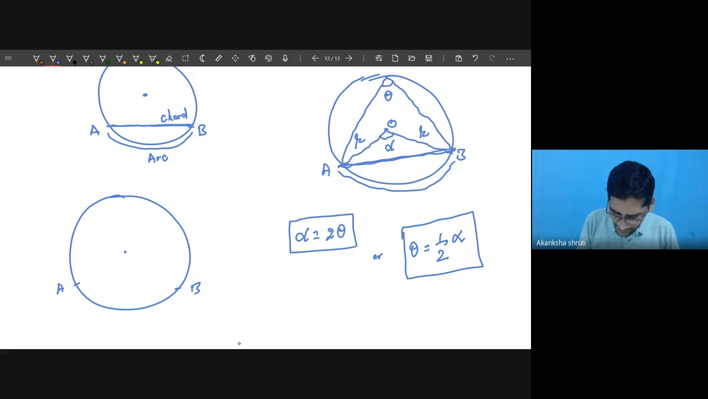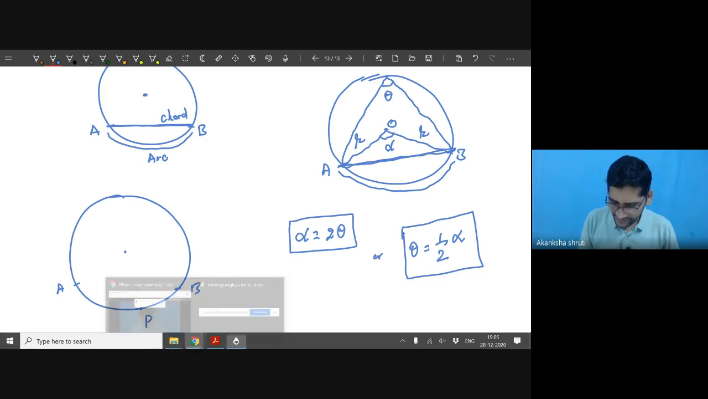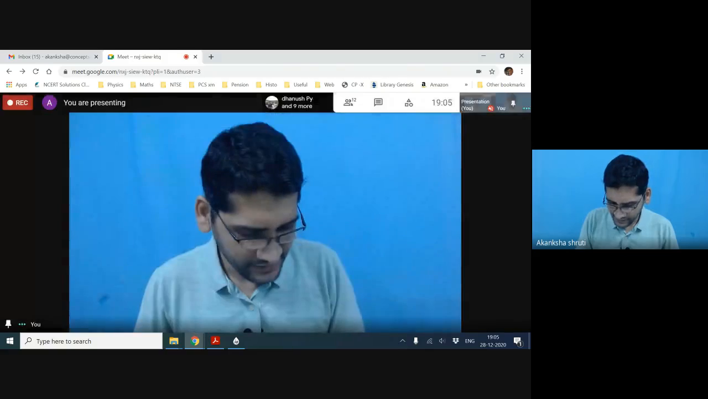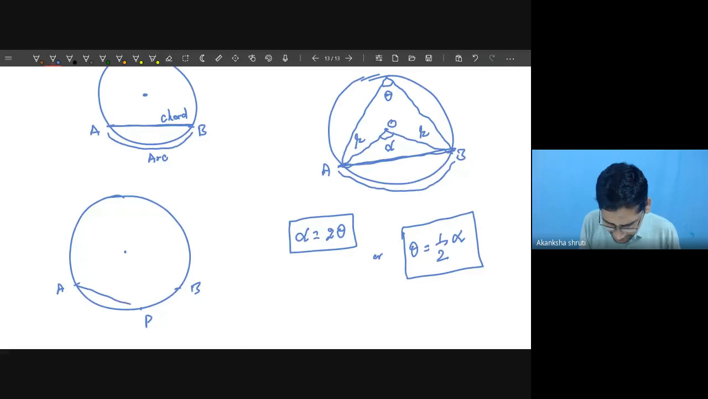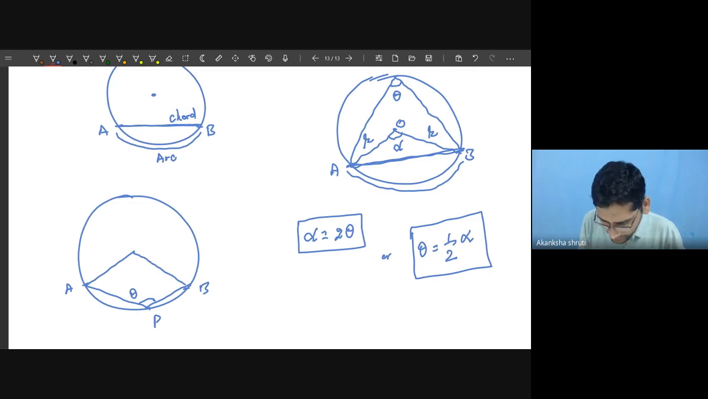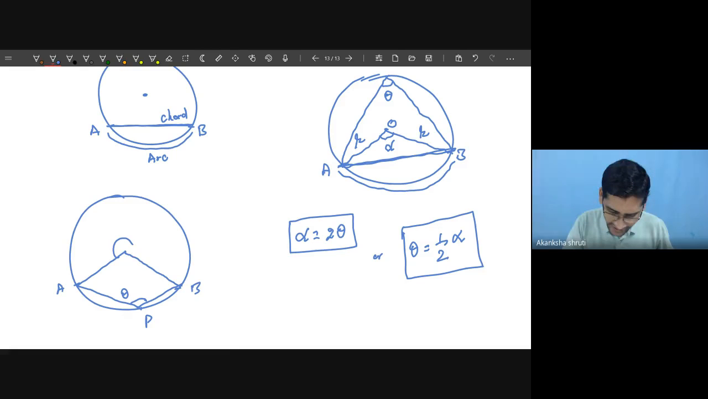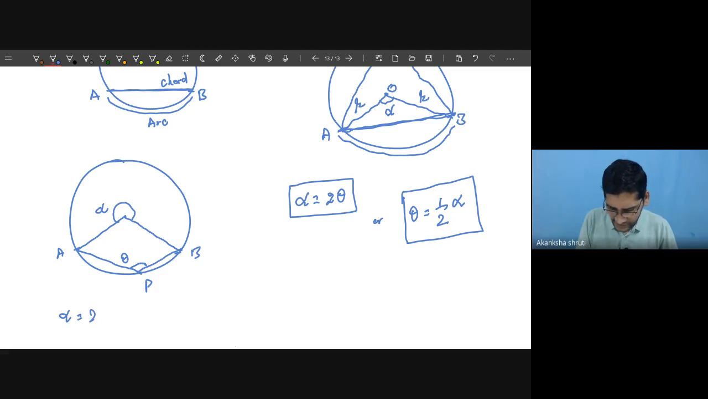Another thing that we have learned was, if we are considering the arc AB, and if we are considering a point P on the minor side of the arc, say P is the point, A and B is making some angle, let us call this theta. The angle at center we need to look at should be from the same direction, means it should be like this one. This one should be alpha. Then the relation is alpha equals twice theta.